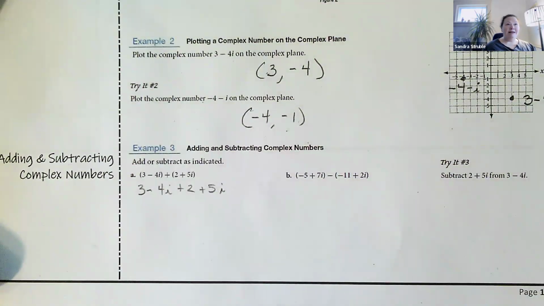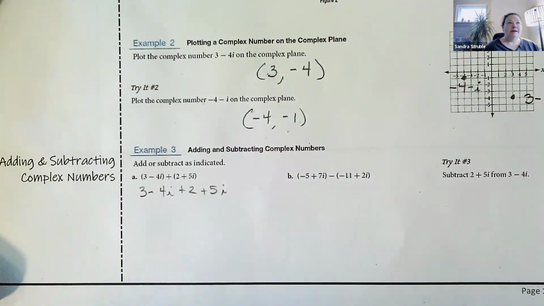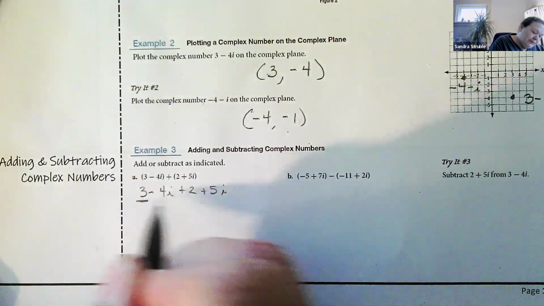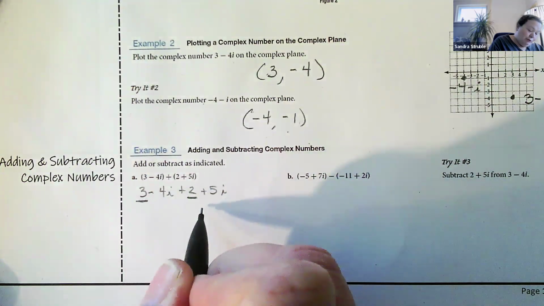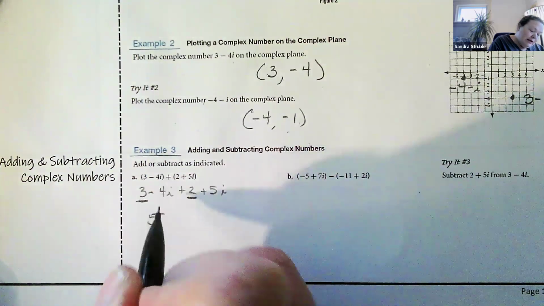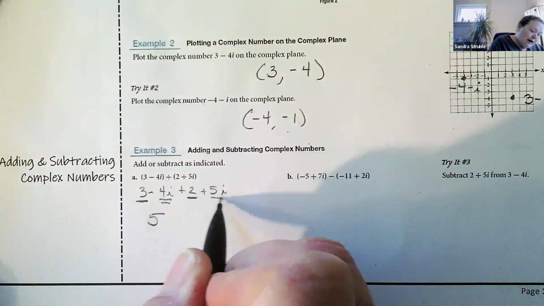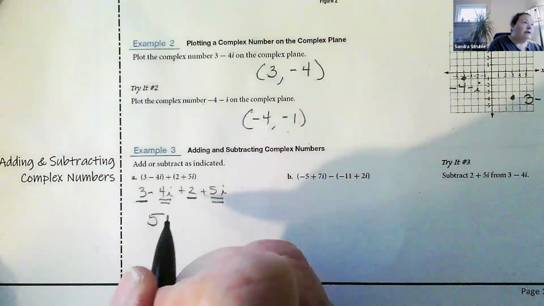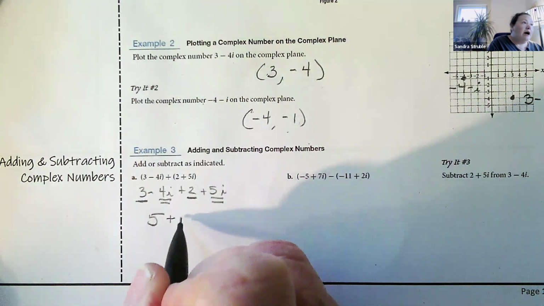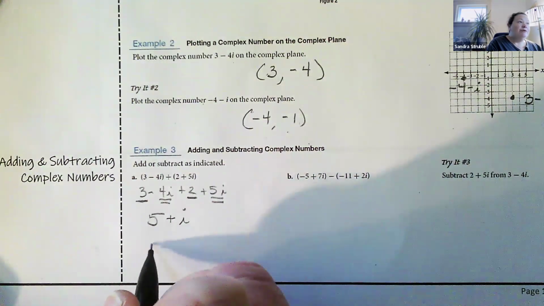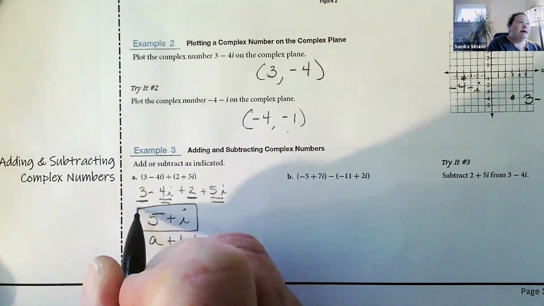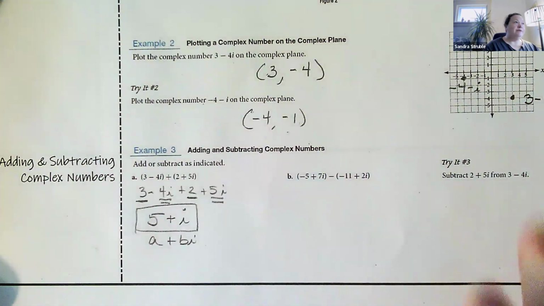We're going to treat this i just like you would if they were the x's or the y's or a z or any other variable. Okay, so you're going to add the 3 and the 2 because they are real numbers. So 3 plus 2 is 5. And then you're going to add the negative 4i and the 5i. Negative 4 plus 5 is 1. So this is plus 1i or just i. Please note that I have it in a plus bi format, where the real number is first and the imaginary number is second.